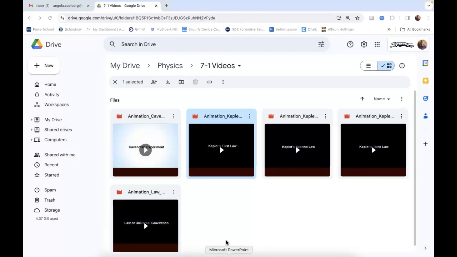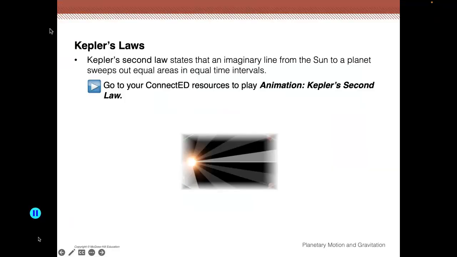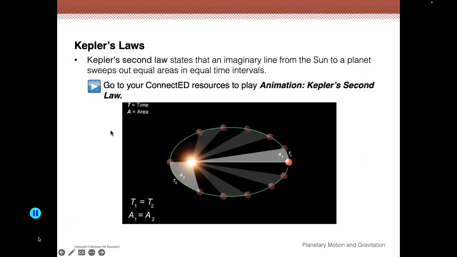All right, going back to our slides. Kepler's second law states that an imaginary line from the sun to a planet sweeps out equal areas in equal time intervals. So if we look, each section of this, the time is the same for each section, and the area, if we were to calculate this full area, these would be equal. And the times that it takes a planet to get from here to here or here to here are the same. So I'm not going to show the video. It's just going to say the exact same thing that I'm saying right here.